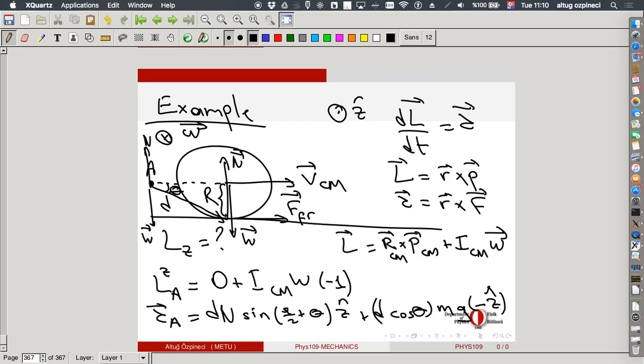Now finally we have the friction force. Friction force is also acting this way, so we have this D times F friction. Now if we move the friction force over to this point, this is our vector D. This is the friction force. So the angle between the two is theta, sine theta. What is the direction? It's plus z.